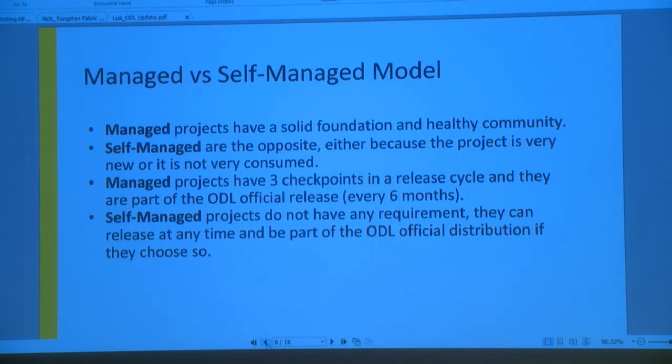Now, the way we differentiate and treat this in the community is that the managed projects will have 3 checkpoints in a release cycle. And these managed projects are going to be automatically released every 6 months, which is the cadence that we have today. While the self-managed projects today don't have any requirement. So if you come new to OpenDaylight or you are one of these old projects, you can still do your own release cycle with no checkpoints, nothing. You are your own responsibility. You can release anytime, and then with a little effort, we can include you in the official distribution.